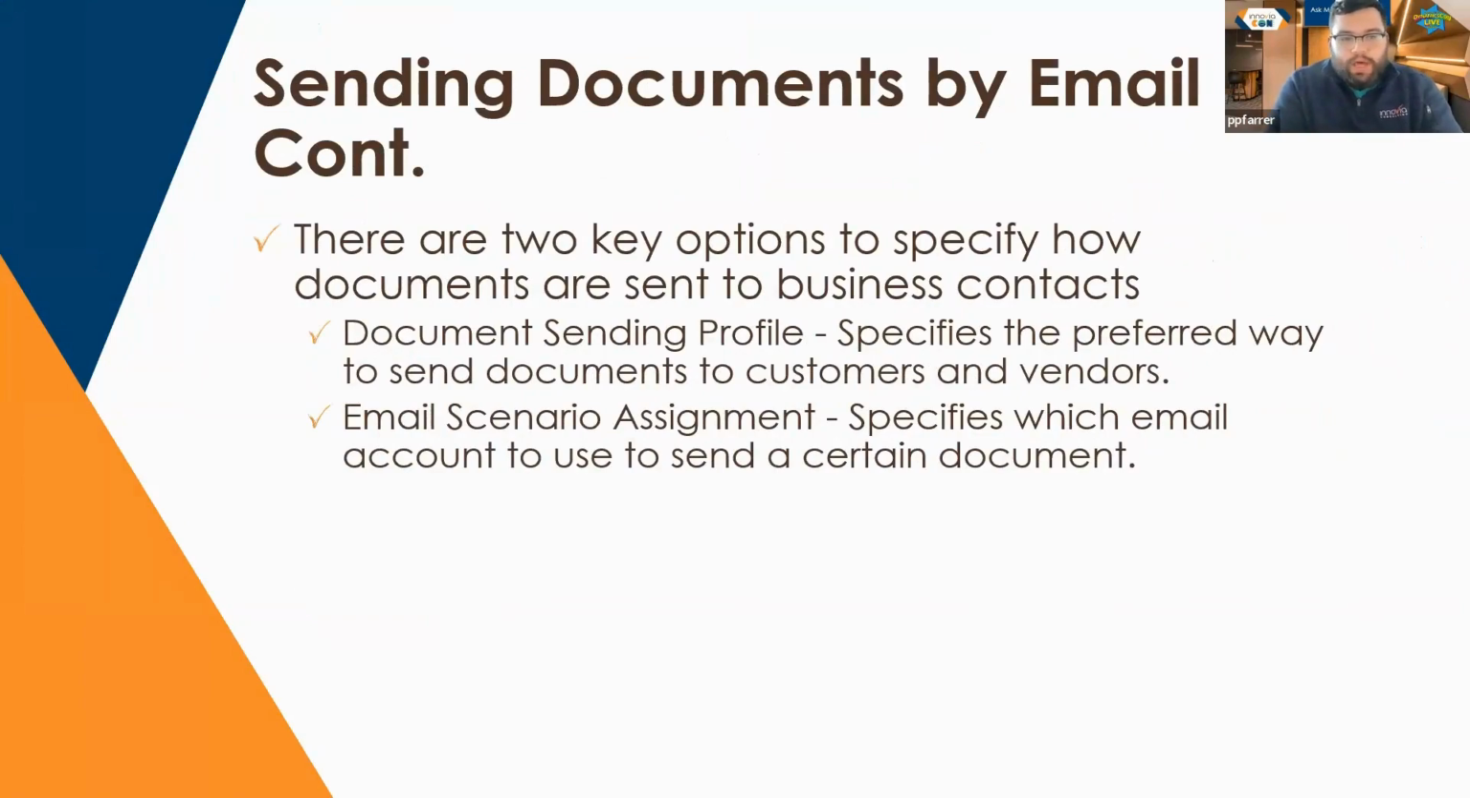There are two key options to specify how information is sent to your contacts. The first one is the document sending profile. This is going to dictate how documents are sent to your clients or your contacts. And the next one is the email scenarios, which is going to be the automation process of, if I'm sending, say, a sales document, it's going to automatically know to send it from the sales department email. And we'll go over these two in a second.